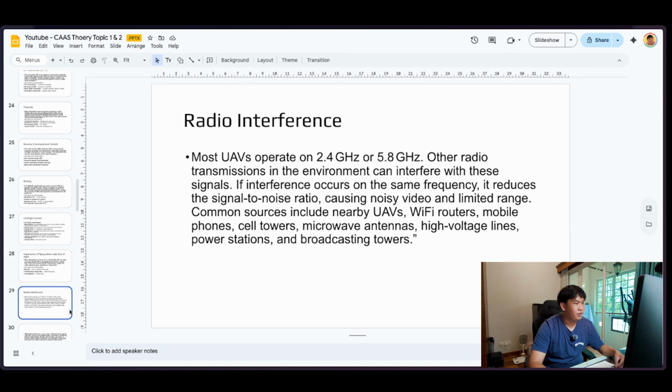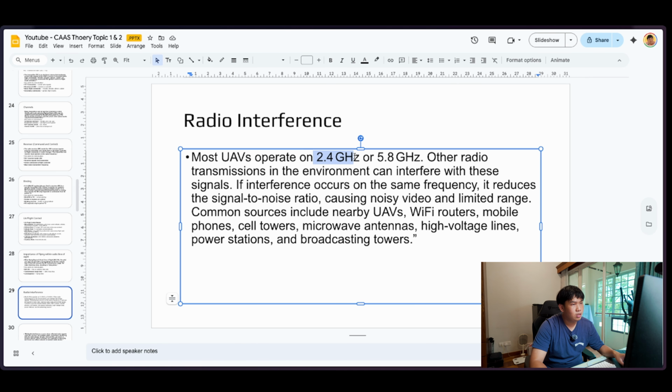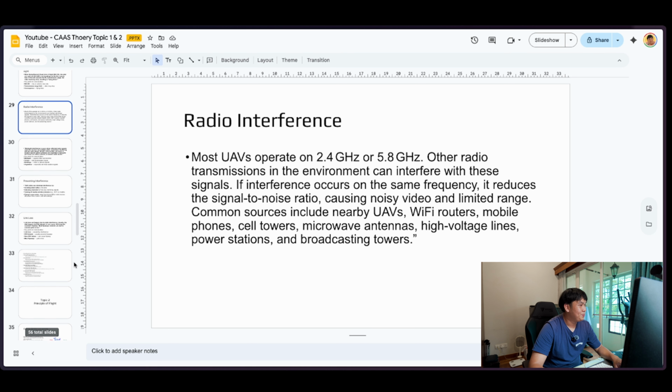Okay, radio interference. Most UAVs operate in 2.4 GHz or 5.8 GHz. Other radio transmissions in the environment can interfere with these signals, meaning that you can have low signals suddenly. Okay, so make sure you see it. We're halfway there. Okay, so bear with me.